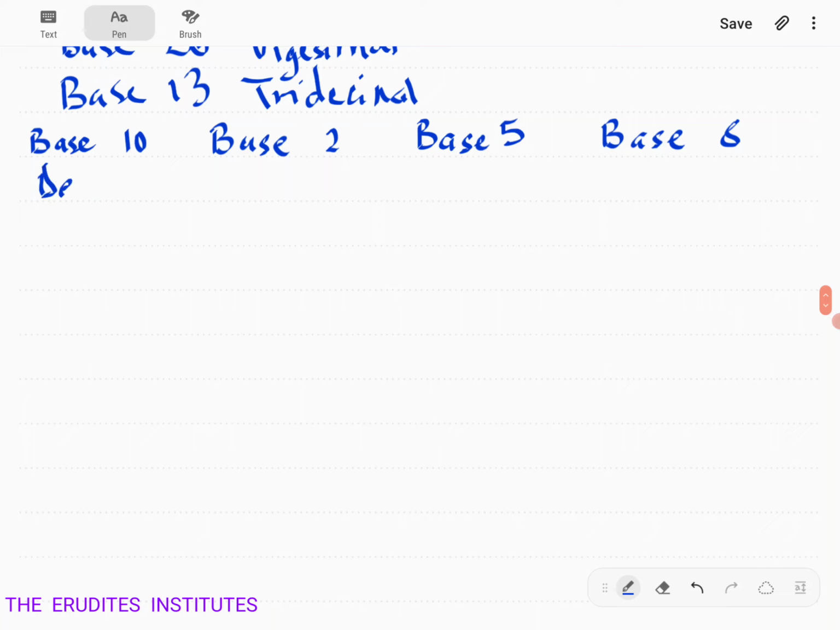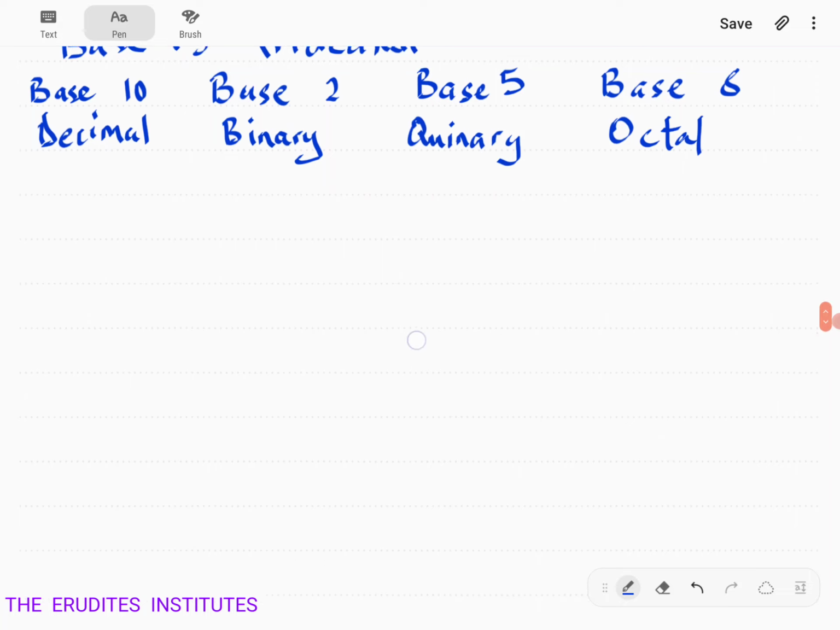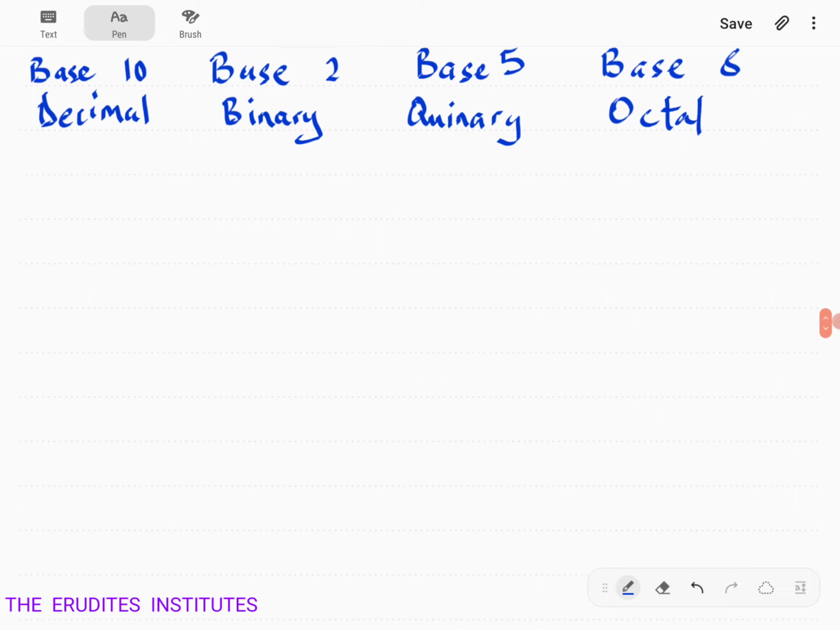So this is the decimal base. And this would be the binary base. Base 5 would give us the quinary base. And base 8 would be the octal base. So we are going to see how we can write different numbers, which we already know in base 10, in the other bases.